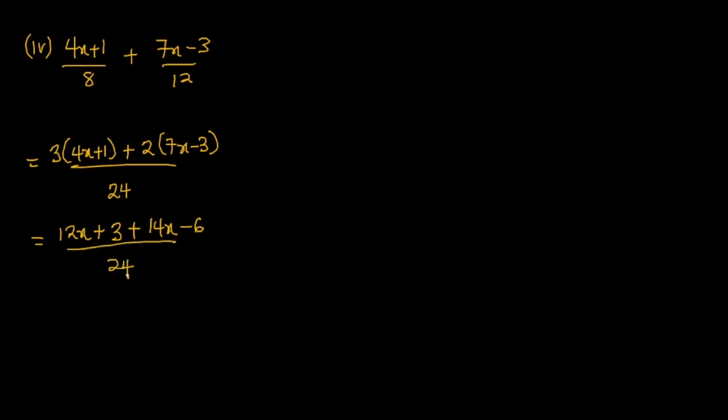all on 24. So from here I have 12x positive 14x. That will give me a total of 26x. Then I have positive 3 minus 6. That will give me negative 3, all on 24. So this is my answer for the last expression.